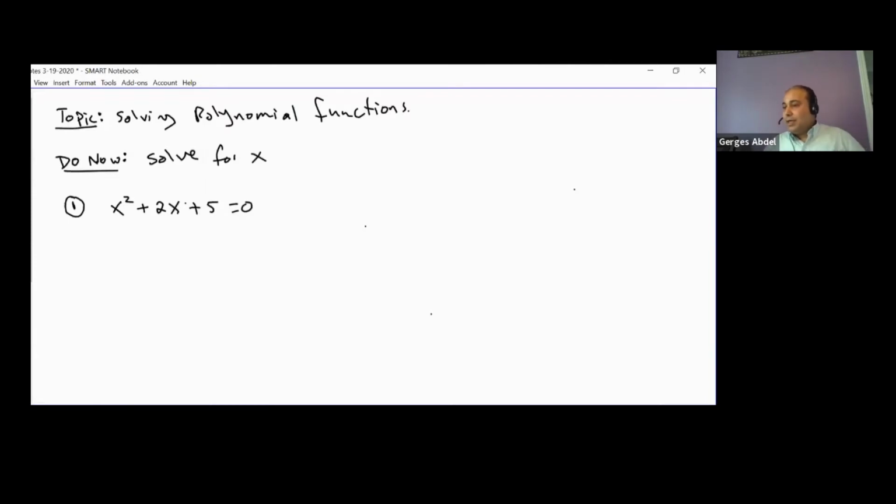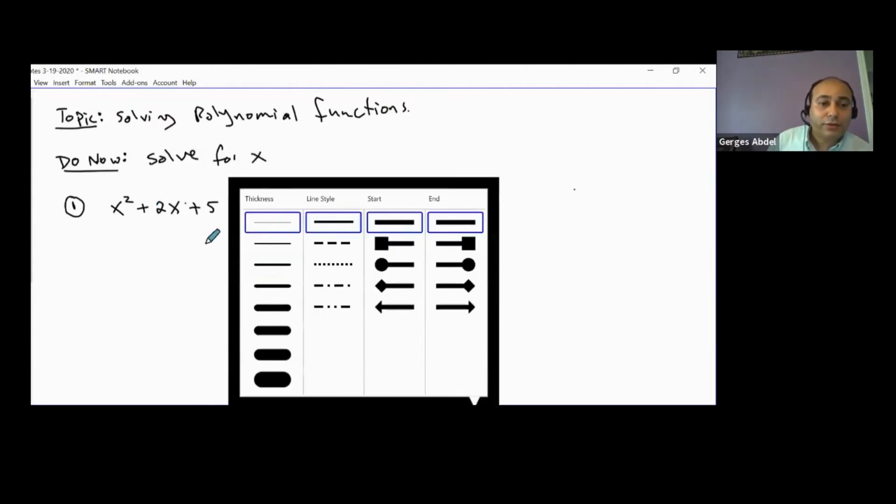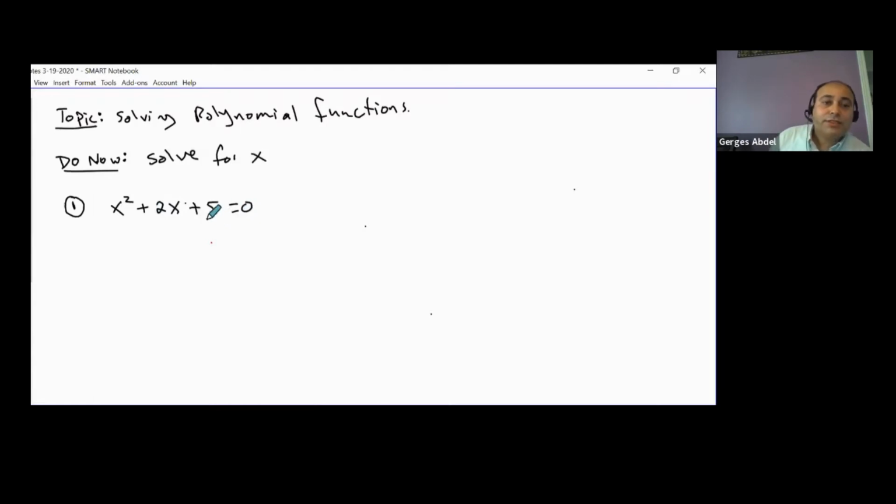Okay, so I'm going to go ahead and get started and see how this works. First of all, if I try to use the factoring method, it's not going to work because there are no two numbers that you multiply to get 5 and when you add these two numbers, you get 2. It is not going to work.